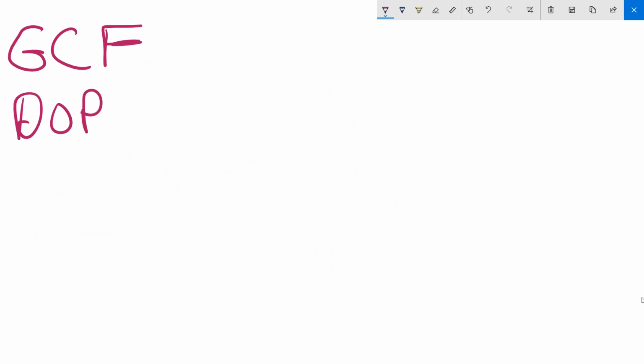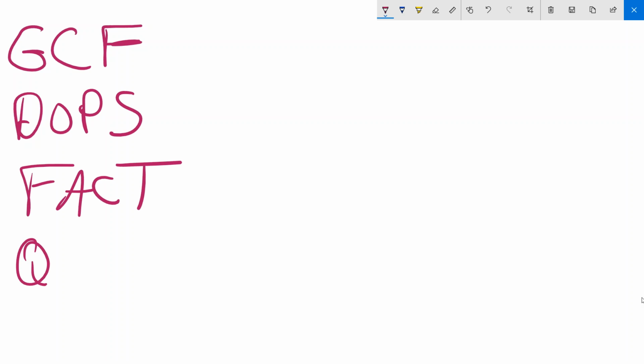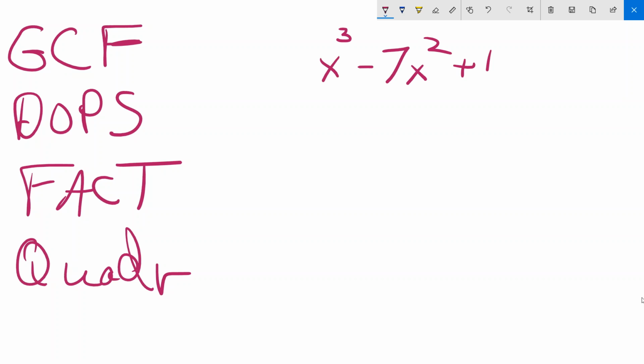Now, yeah, let's talk about factoring. What we've been doing is the third type. Okay? It's not always where you begin. Sometimes you get a problem like this. Now, how do you factor that?